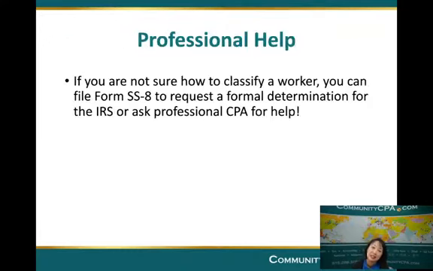So before we end this webinar, the key takeaway that I want you to remember is the three main components that the auditor usually will look for when they do worker misclassification, which are the behavioral, financial, and the relationship. If you are not sure how to classify the worker, you can file Form SS-8 to request a formal determination from the IRS. And the best part is you can always reach out to our company. Any one of our staff would be able to help you to determine whether you have an employee or a subcontractor.